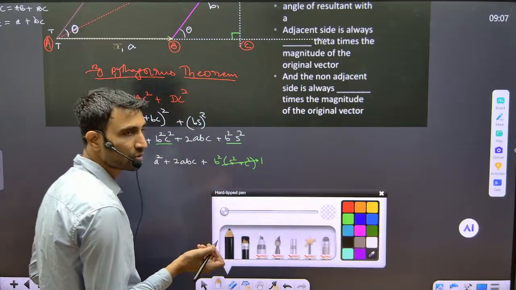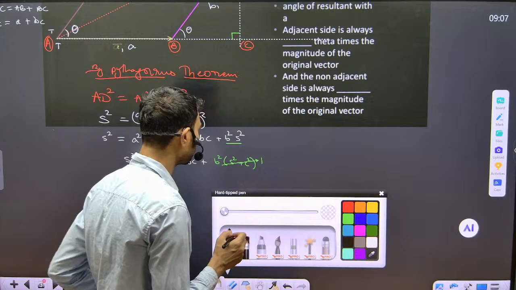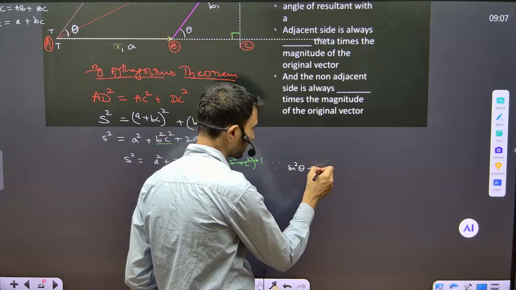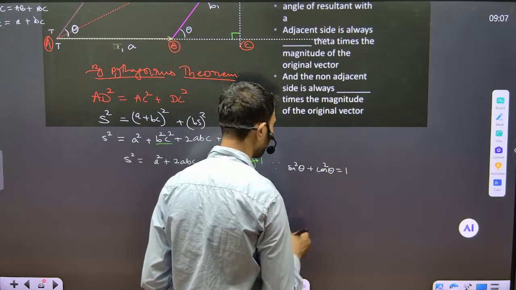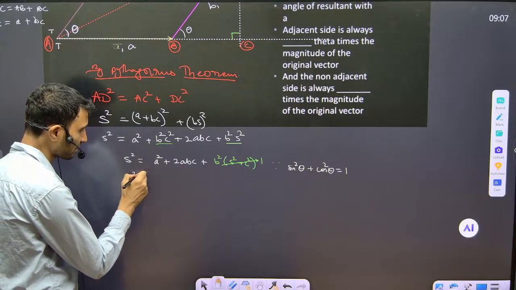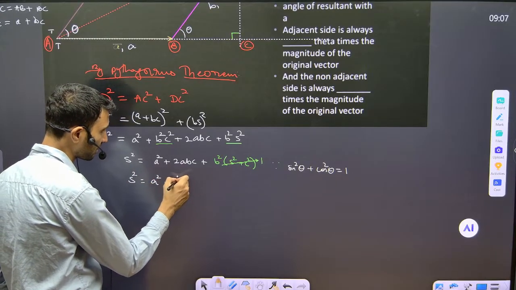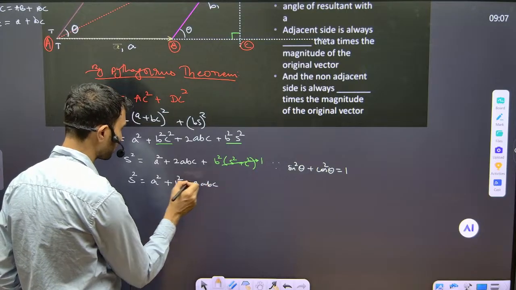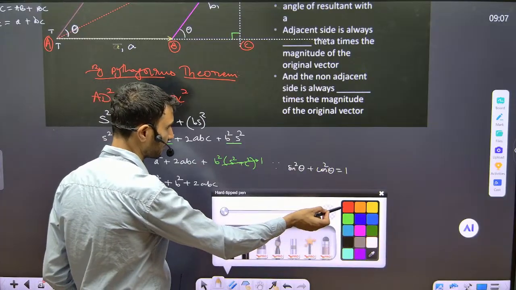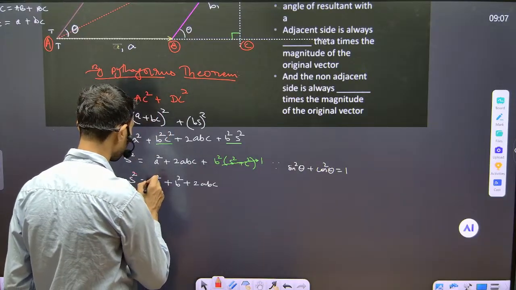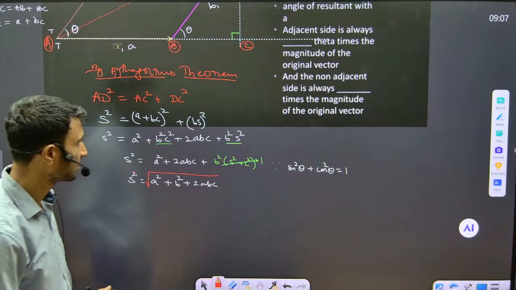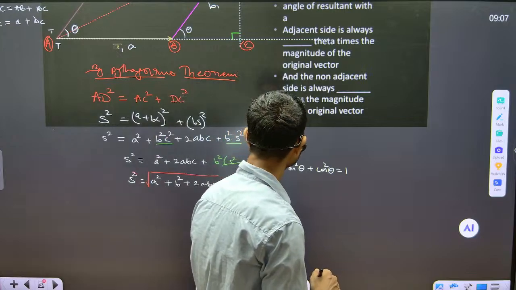Sin square theta plus cos square theta is equal to 1. Right? So I'll write down here since sin square theta plus cos square theta is equal to 1. So that tells me that S square is what? A square plus B square plus 2ABC, and of course if we take a under root of it, we'll get the next part of it, that S is equal to root of A square plus B square plus 2ABC, right?